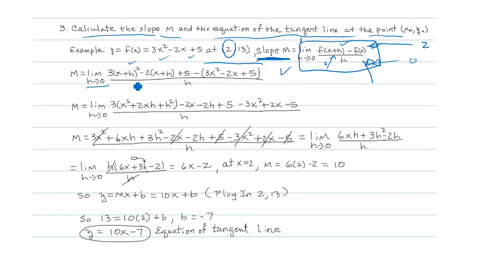And now you just use some simple algebra and expand x plus h squared and take minus 2 times x plus h and plus 5, and then subtract off f of x. And then multiply everything out and you get 3x squared plus 6xh plus 3h squared minus 2x minus 2h plus 5. Subtract everything else off, and notice some nice things will happen.